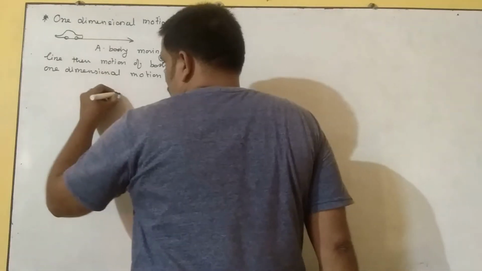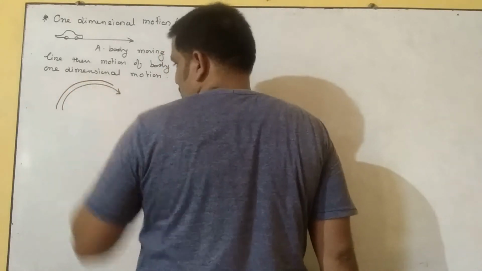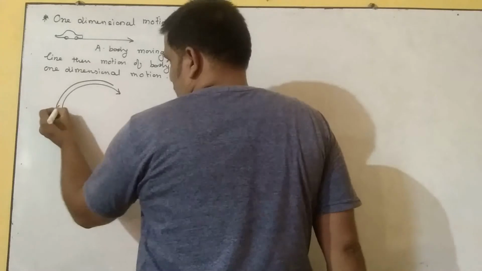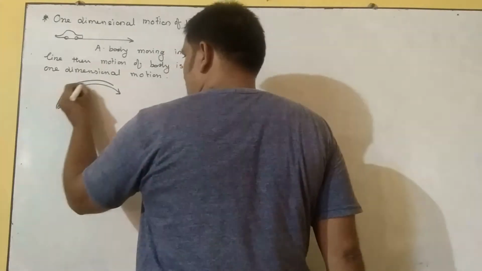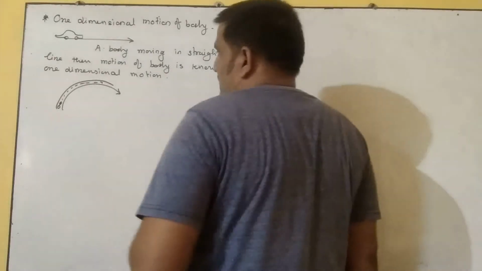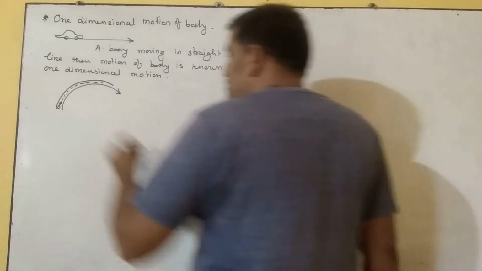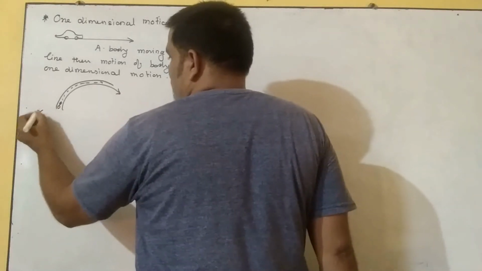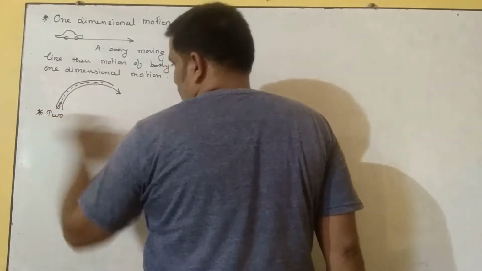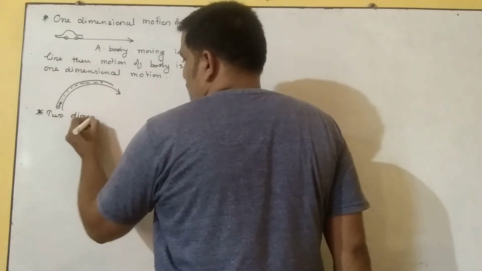But when a body goes in a curvilinear path, we find that turns on the road, and if the body is moving according to that curvilinear path, then we can say the motion of such a body is two-dimensional. So second is two-dimensional. It is not a part of our syllabus, but we should know what is two-dimensional.